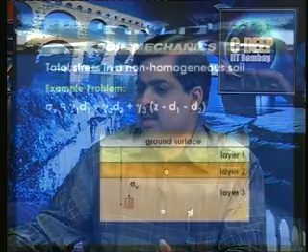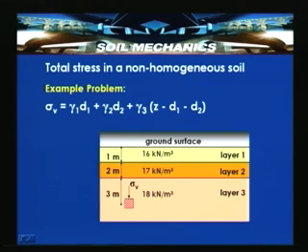So, let us consider in this example that layer 1 has a thickness of 1 meter and a unit weight of around 16 kilonewton per meter cube. Layer 2 has a 2 meter thickness with a unit weight of 17 kilonewton per meter cube, and layer 3 has a depth at which the stress is being determined of 3 meters, and has a unit weight of around 18 kilonewton per meter cube.